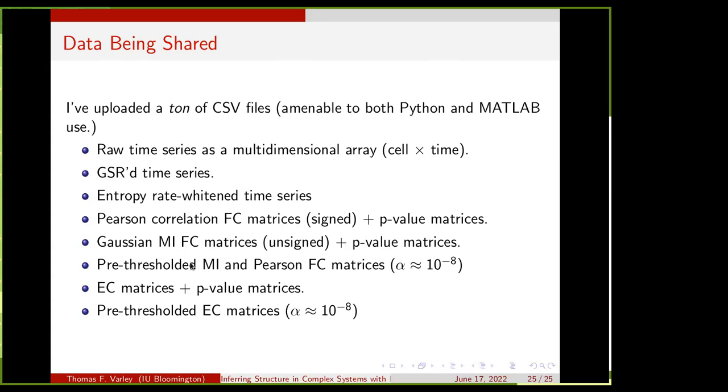I did pre-thresholded mutual information and Pearson functional connectivity matrices, just so we can hit the ground running and have everything significance tested outside the box. And then the effective connectivity matrices, their lag matrices, and the associated p-value matrices. I have p-value matrices, dense matrices, and then pre-thresholded effective connectivity matrices as well. So this works out to be about 200 CSV files.